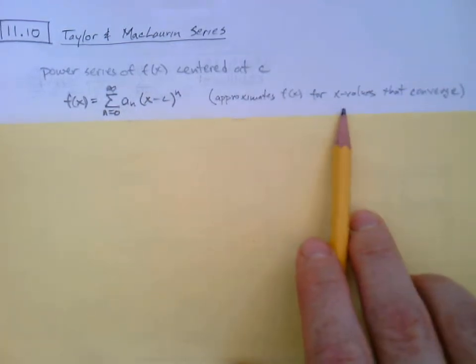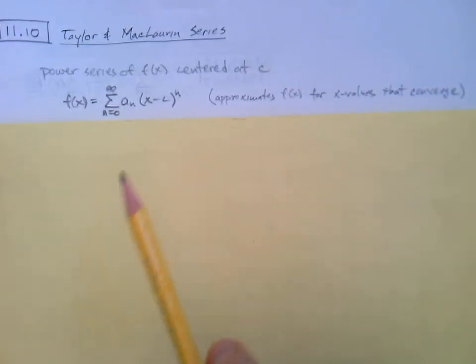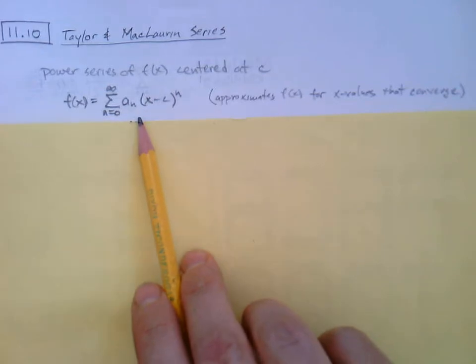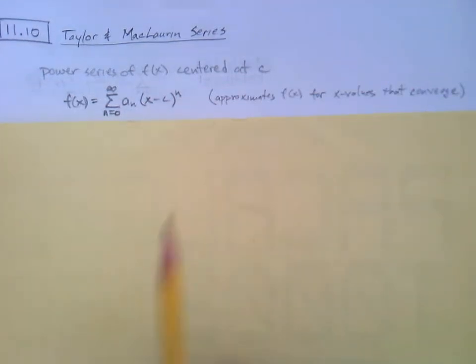This approximates f of x for x values where it can converge. One thing to remember in all of these is that it's not true in general, it's only true for the x values that cause your infinite series to converge. The further you get away from c, you might start to diverge if you get out of your radius of convergence.